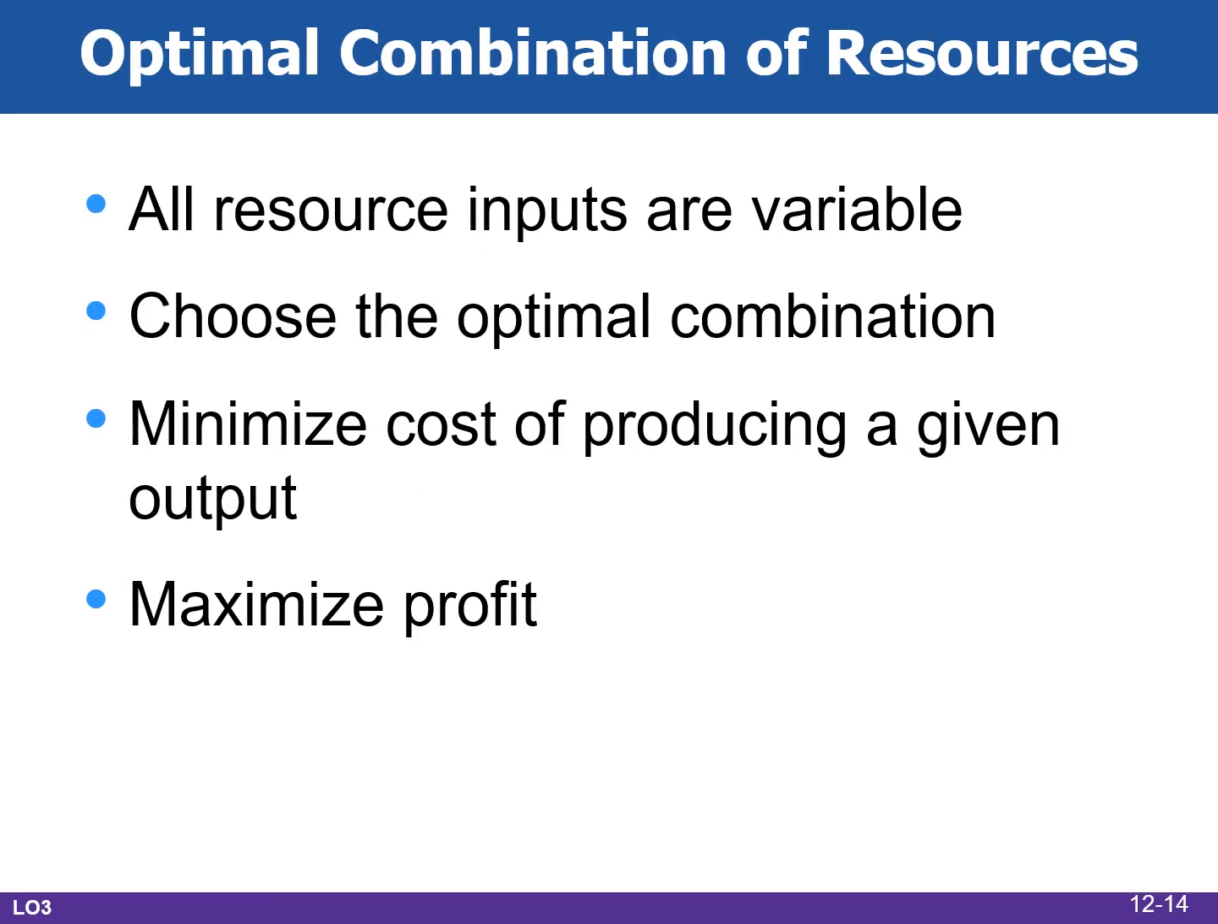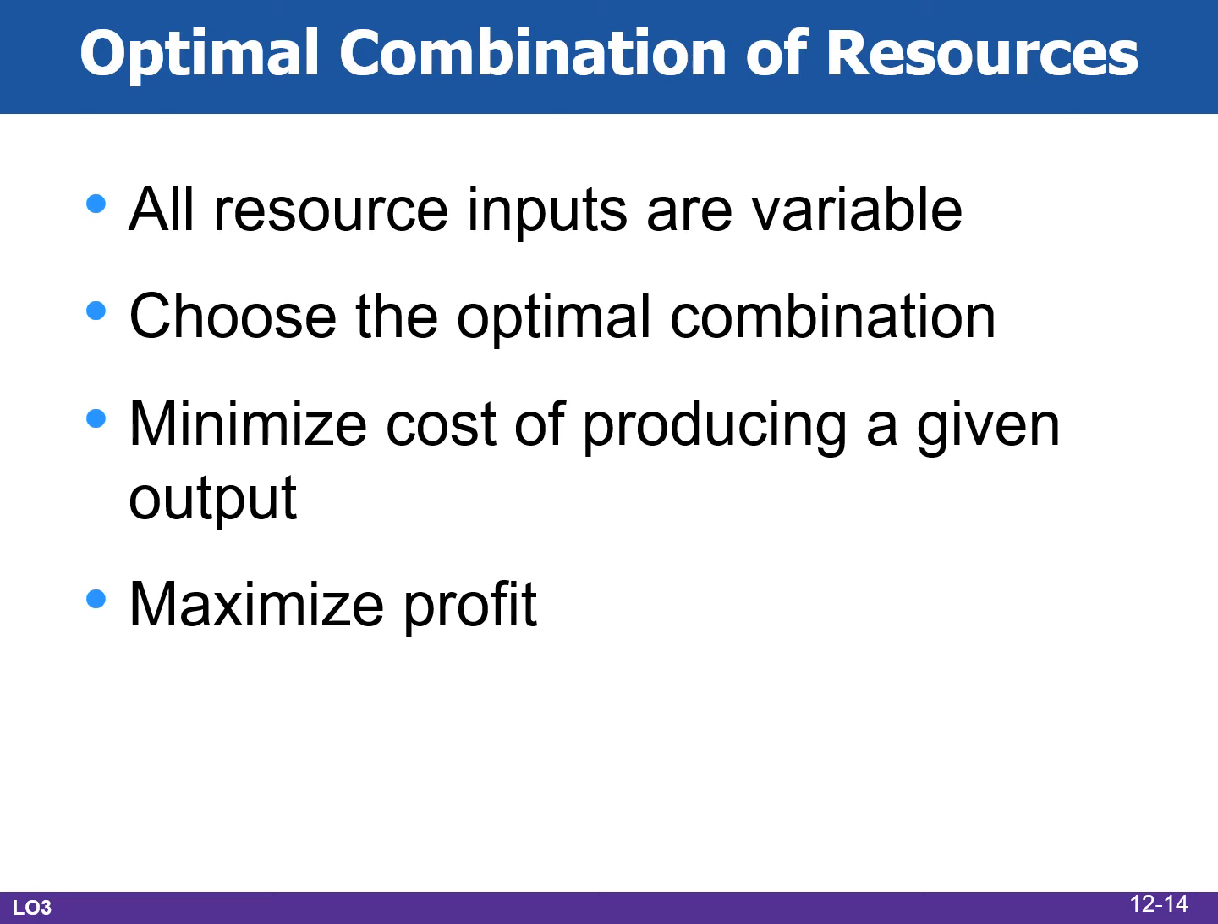Thus far, we have focused our attention on one input, labor. However, firms need to employ and hire all economic resources: land, capital, labor, and the entrepreneur. So how does the firm determine the optimal combination of resources? How does the firm choose this optimal combination?